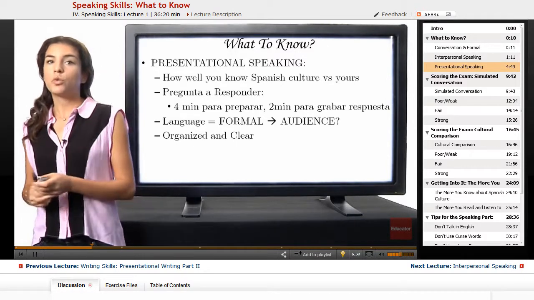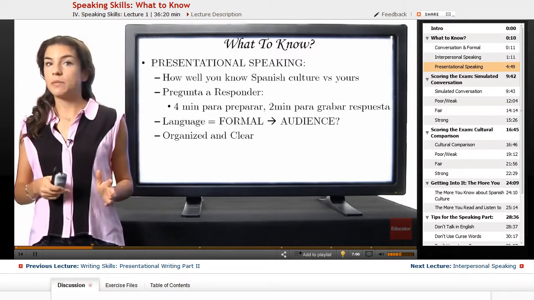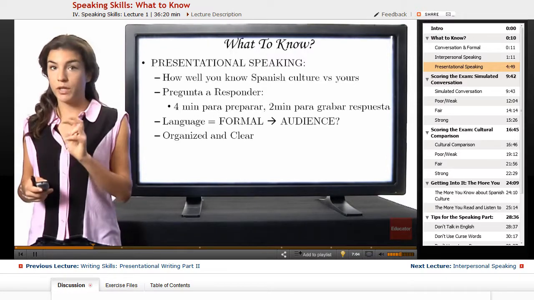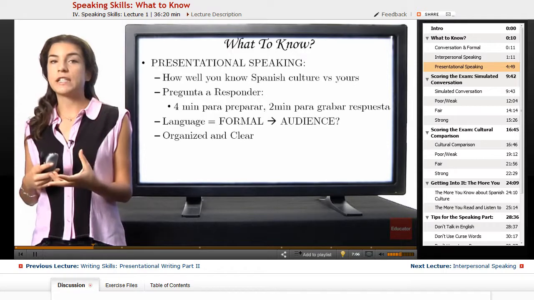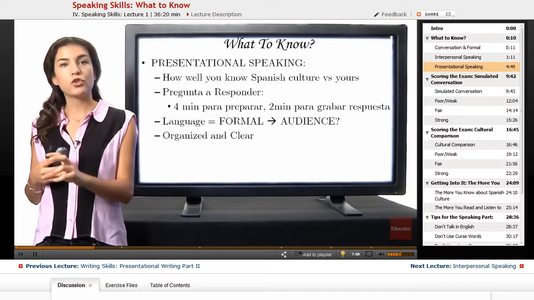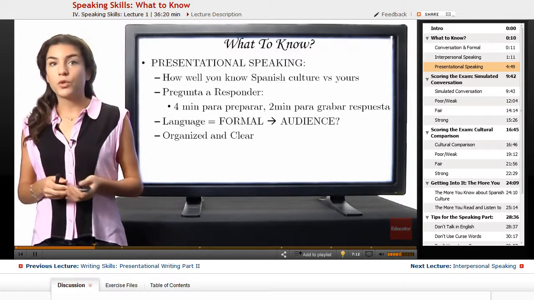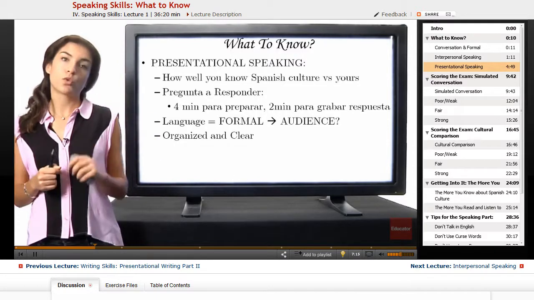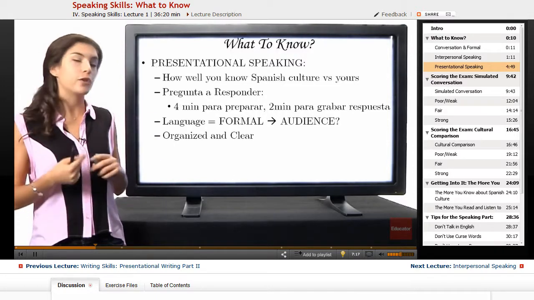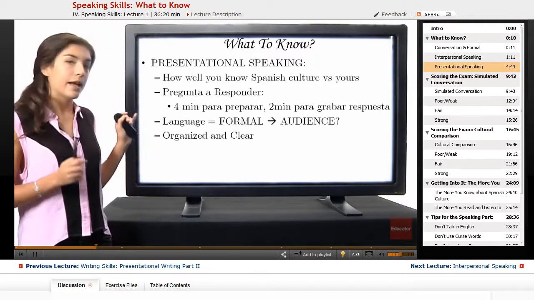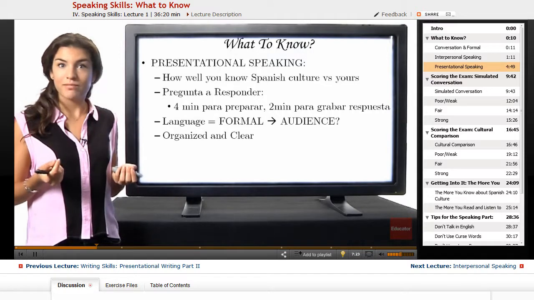So remember, before in your interpersonal speaking conversation you would have 2 minutes to prepare the conversation over the script and the instruction, and then in this part you would have 4 minutes to go over the instructions and the question, and then 2 minutes to prepare the answer. So a total of 20 minutes.